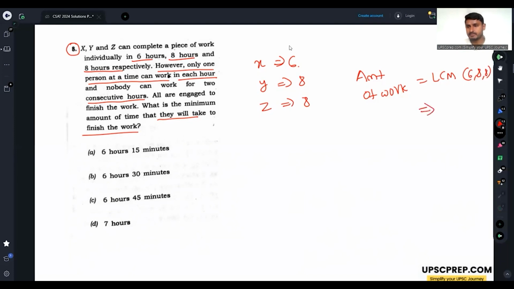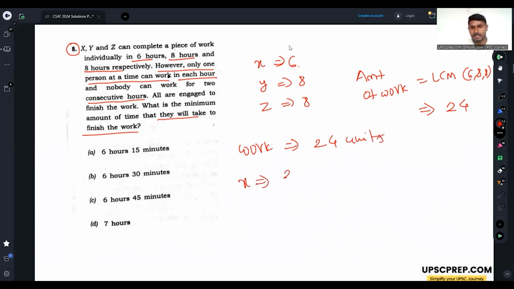It will be 24, right? So 24 will be the LCM, or 24 units will be the work amount, right? 24 units is the work amount. Okay, now let's find the efficiencies of each person individually.